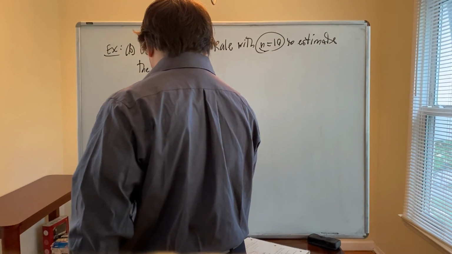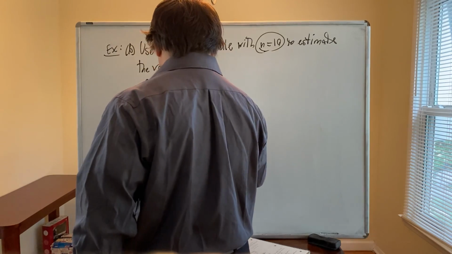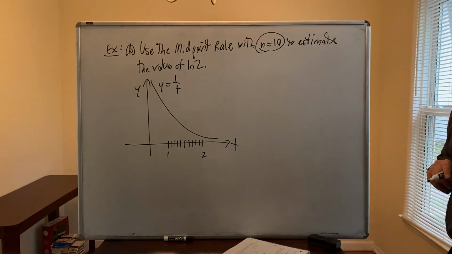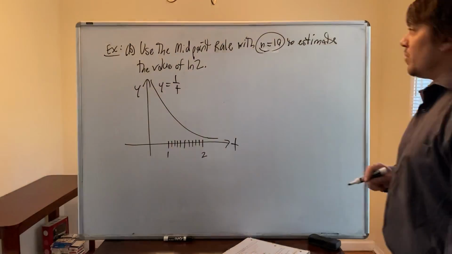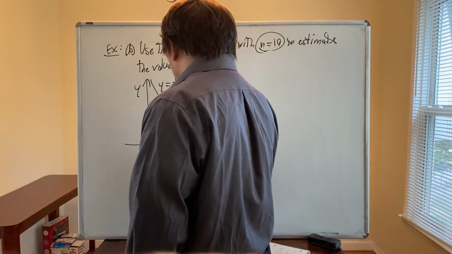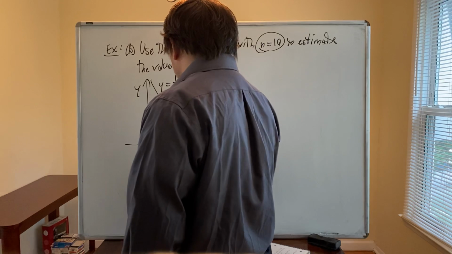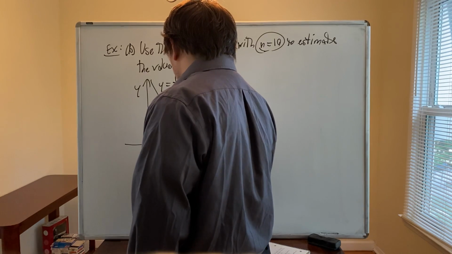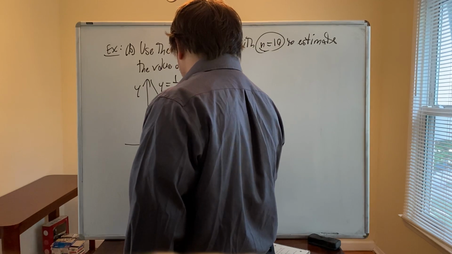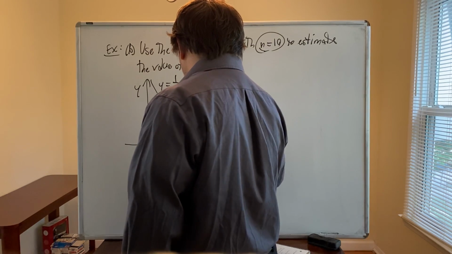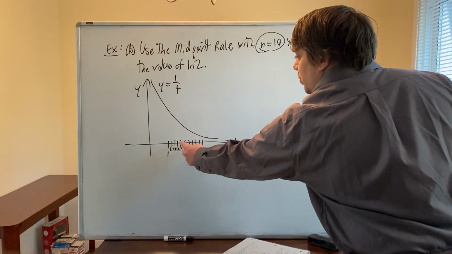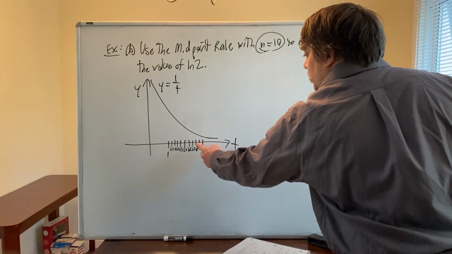So that's, okay, so it's 1, 2, 3, 4, 5. 1, 2, 3, 4, 5. So now I've separated the interval from 1 to 2 into 10 subintervals of equal length. So we're going to use the midpoint rule. If these are in tenths, this would be 1.1, 1.2, 1.3, 1.4, 1.5, 1.6, 1.7, 1.8, 1.9, and 2, right? So it'd be 1, 1.1, 1.2, 1.3, 1.4, 1.5, 1.6, 1.7, 1.8, 1.9, and 2.